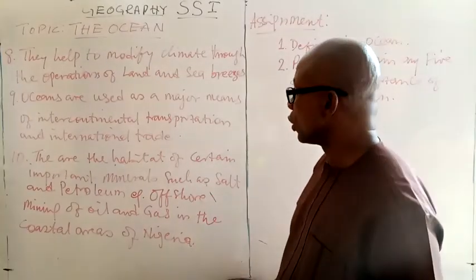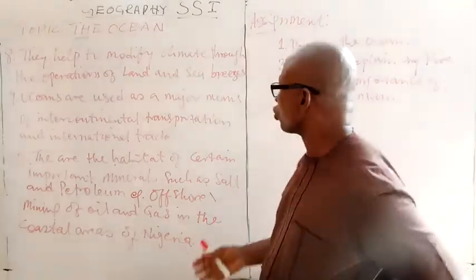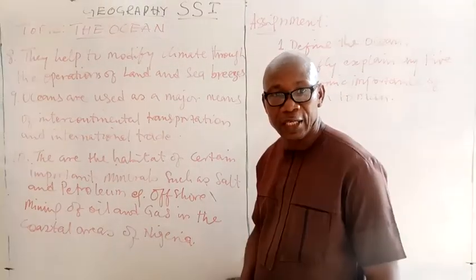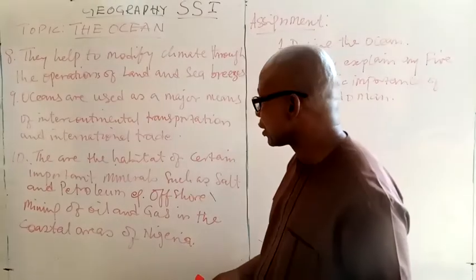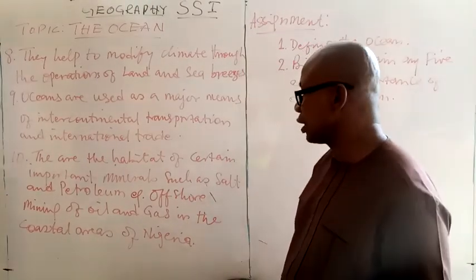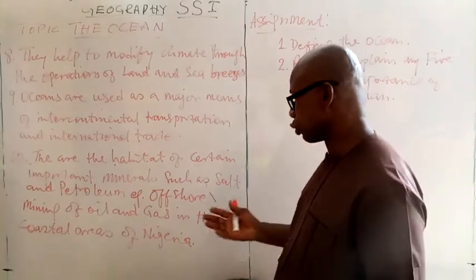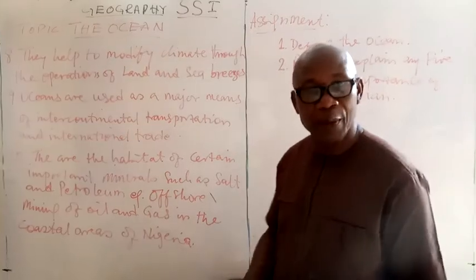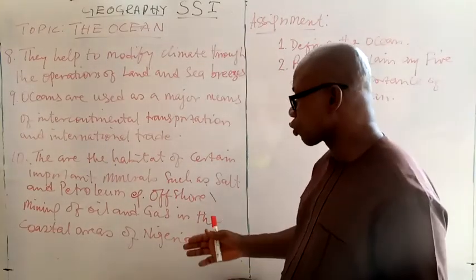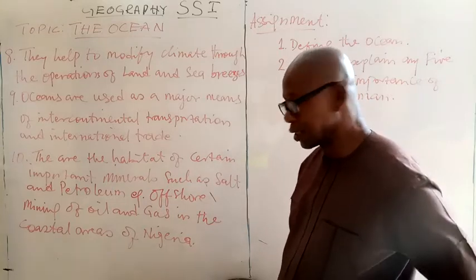Number nine, as we know, the oceans are used as a major means of intercontinental transportation, as well as international trade. Then number 10 is to say that the oceans are the habitat of certain important minerals, such as salt and petroleum. Typical examples include the offshore mining of oil and gas in the coastal areas of Nigeria.